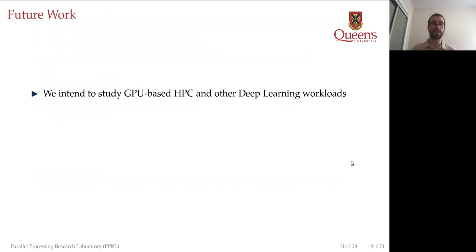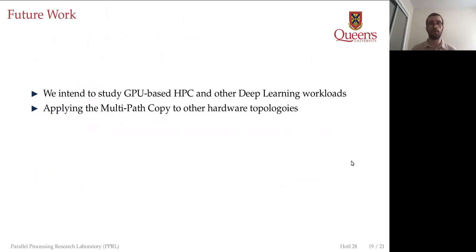For our future work, we intend to study GPU-based HPC and other deep learning applications, because what we studied was synthetic benchmarks and it was limited to Horovod. So we'd like to see what else we could do. And we'd also like to apply the multipath copy to other hardware topologies. In this work, we only looked at these IBM systems with NVLinks to the host. We didn't look at other systems that have a mixture of NVLink and PCIe connecting the GPUs.